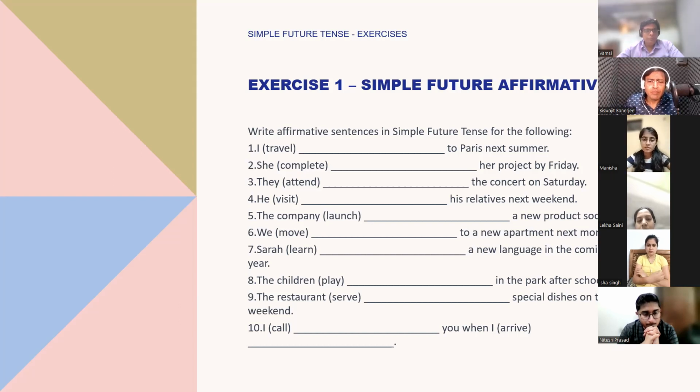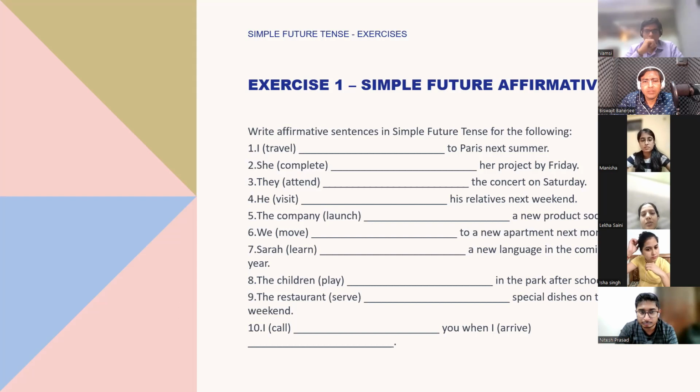Okay, moving ahead. So what will be the solution of the first problem? I will travel to Paris next summer. From now on, for this exercise and some of the exercises subsequently, I'll not be reading the word in the parenthesis. So I start out with Vamsi. Vamsi, I dash to Paris next summer. I will travel to Paris next summer. Well done. Manisha, she dash her project by Friday. She will complete her project by Friday. Correct. Lekha, they dash to the concert on Saturday. They will attend the concert on Saturday.